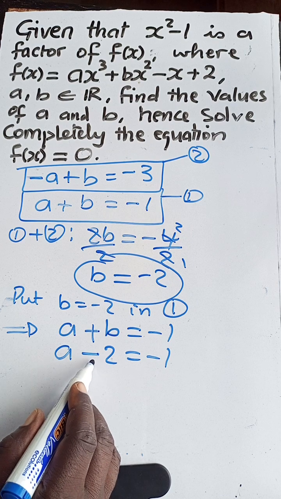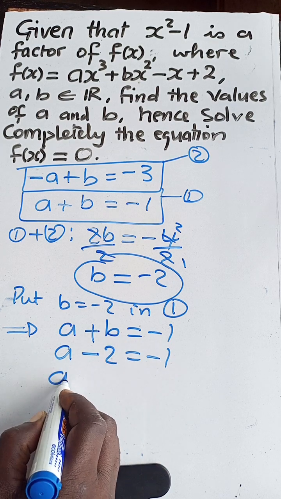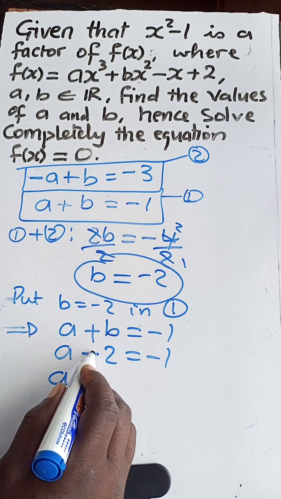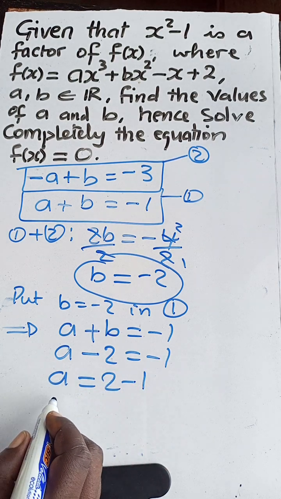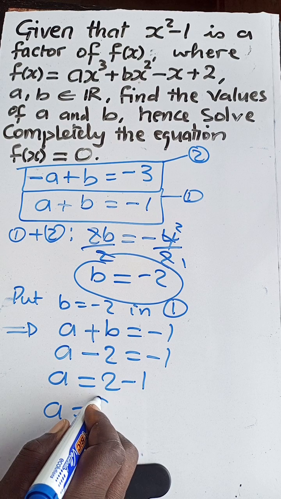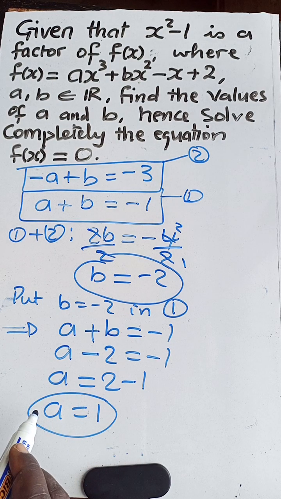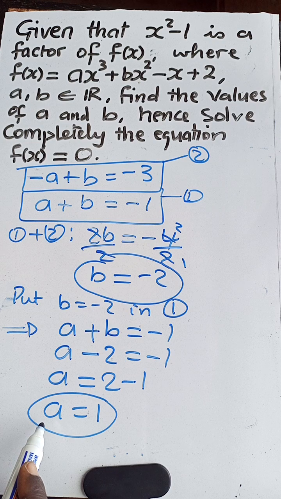We are solving for a, so we'll take this negative 2 to the right hand side. That means negative 2 becomes positive 2. There was minus 1 already on the right hand side, so a becomes 1. So we have done the first part of the question, which says we should calculate the values of a and b. a is 1 and b is negative 2.